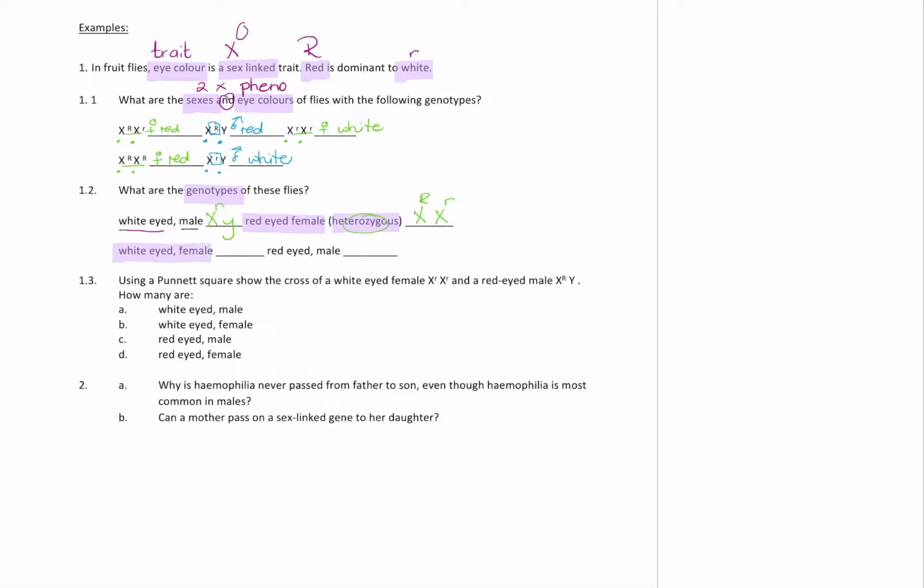Right, then white-eyed female. So again, XX. But because she's white-eyed, the only way she can have white eyes is if she has the two recessive alleles. And red-eyed male, XY. The male carries the condition on the X chromosome only. Red eye, which is the dominant allele, so it'll be capital R or the big R on the X chromosome.